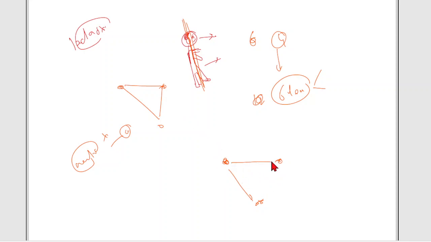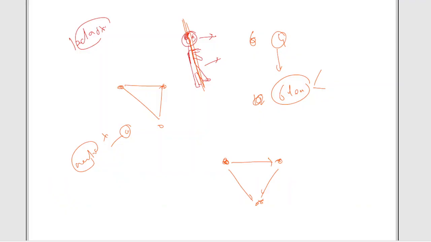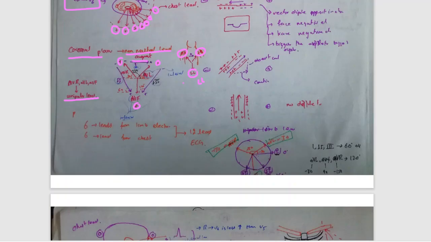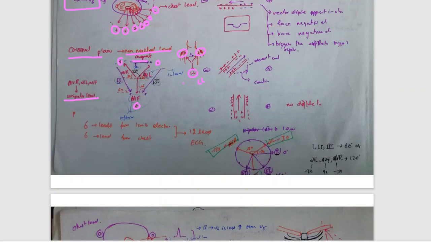Okay, so now there are three leads like this. These are the three leads. This is lead 1, lead 2, and lead 3. This is lead 1, and this is lead 2, and this is lead 3. So now these are the three leads.